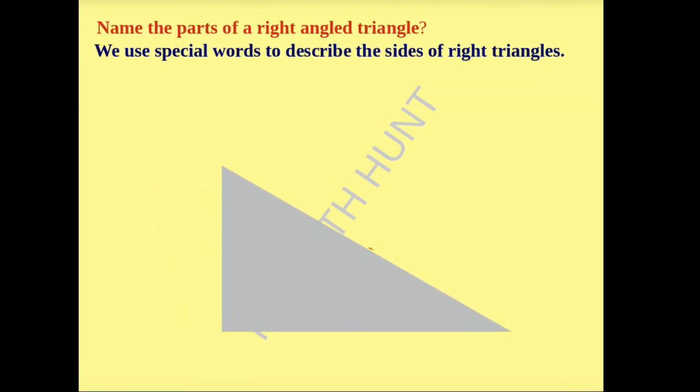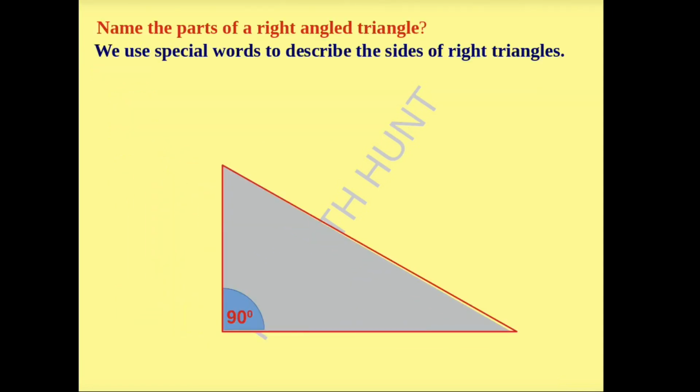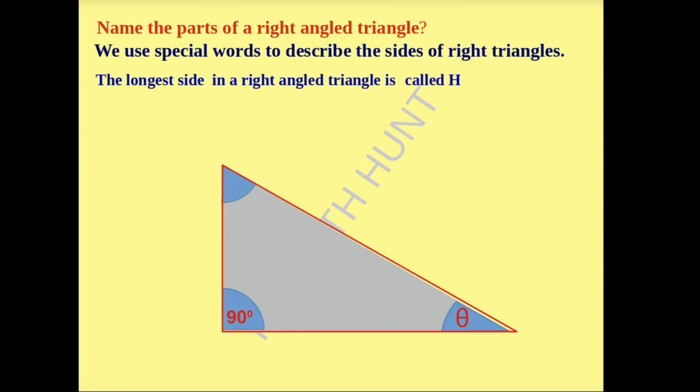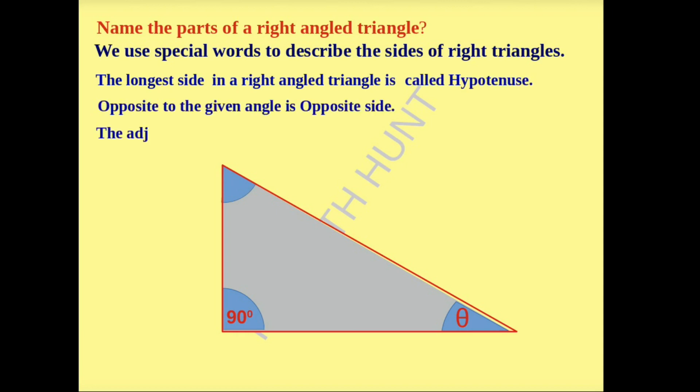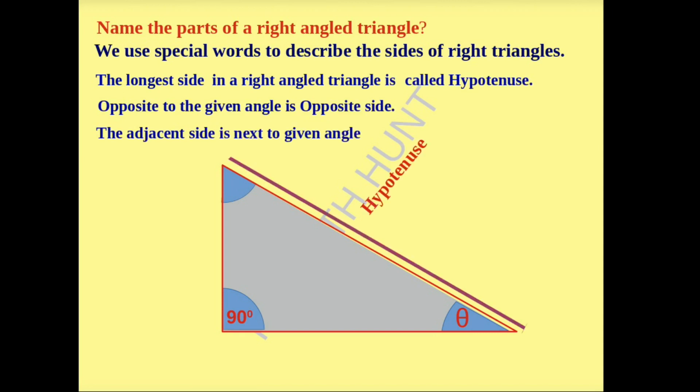Name the parts of the right angled triangle. The longest side in the right angled triangle is called the hypotenuse. Opposite to the given angle is the opposite side. The adjacent side is next to the given angle. Hypotenuse, and that is opposite, and then the one down, very near to theta, is the adjacent side.